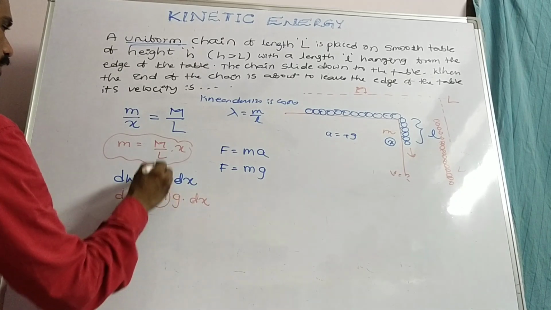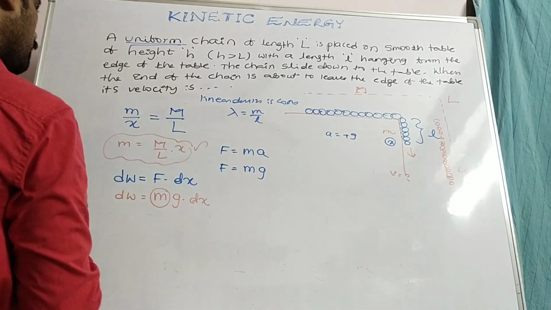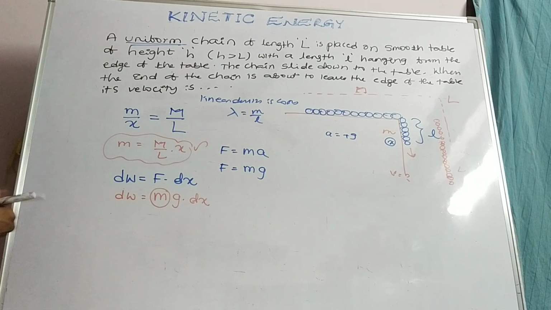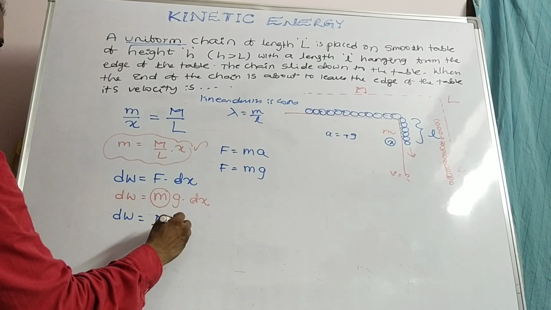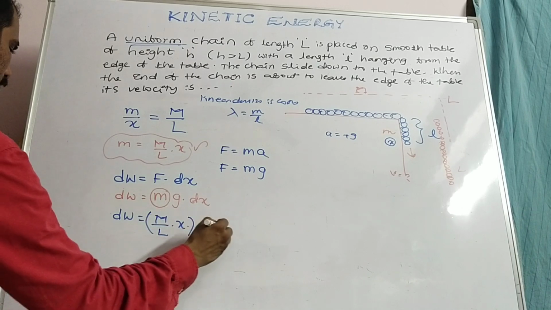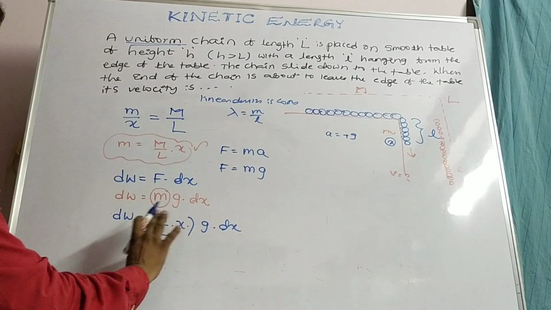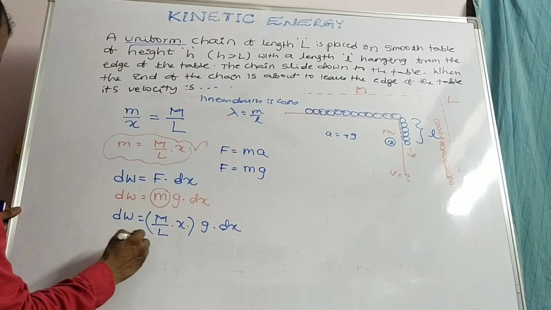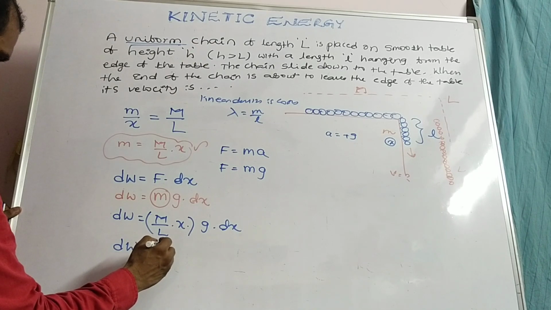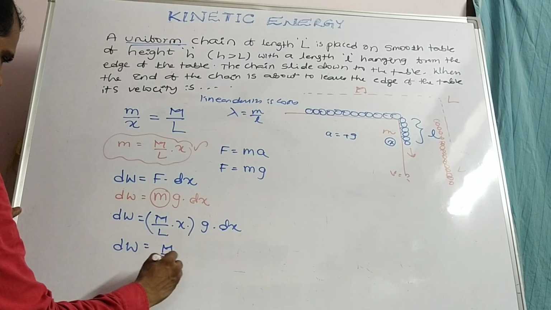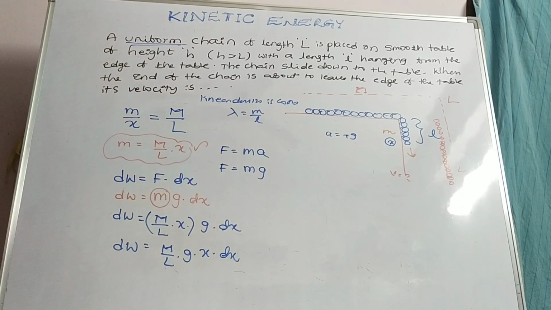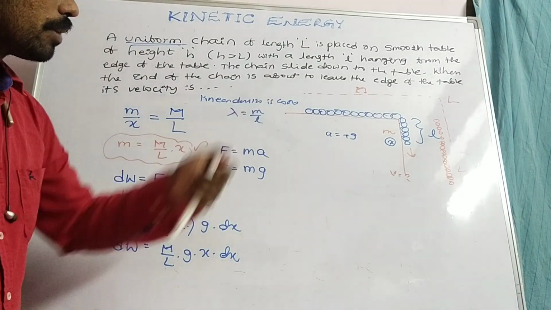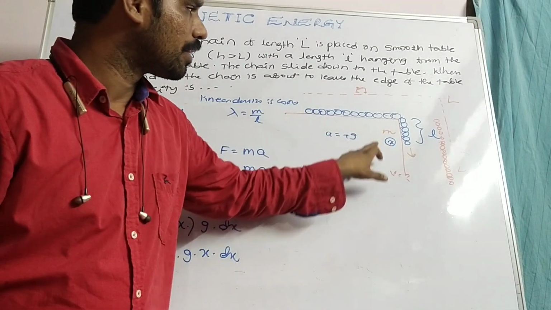But we know m is nothing but capital M by L into x. So dW is equal to capital M by L into x into g into dx. Now that can be rearranged like dW is equal to M by L into g into x into dx. Now the work done depends on x only.